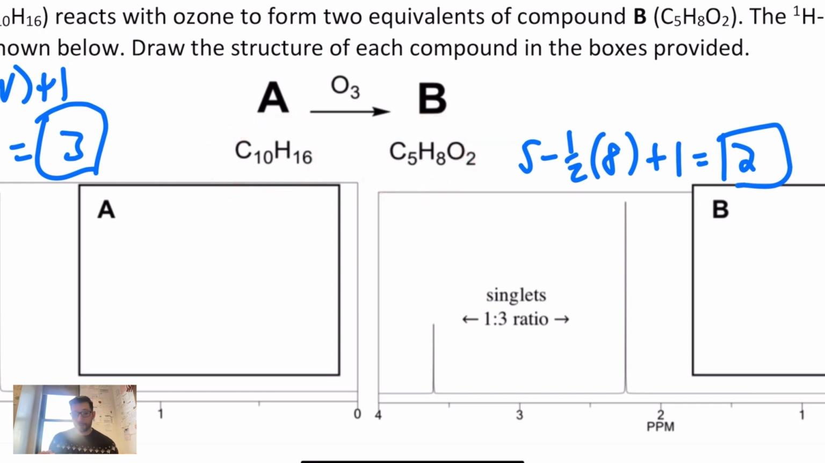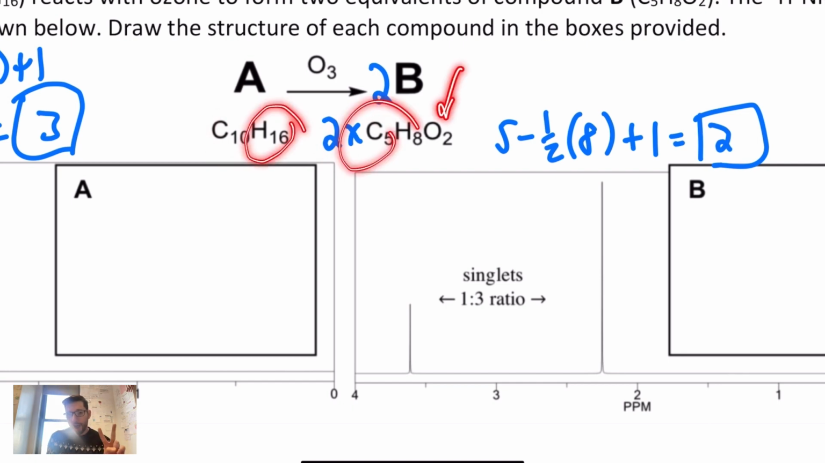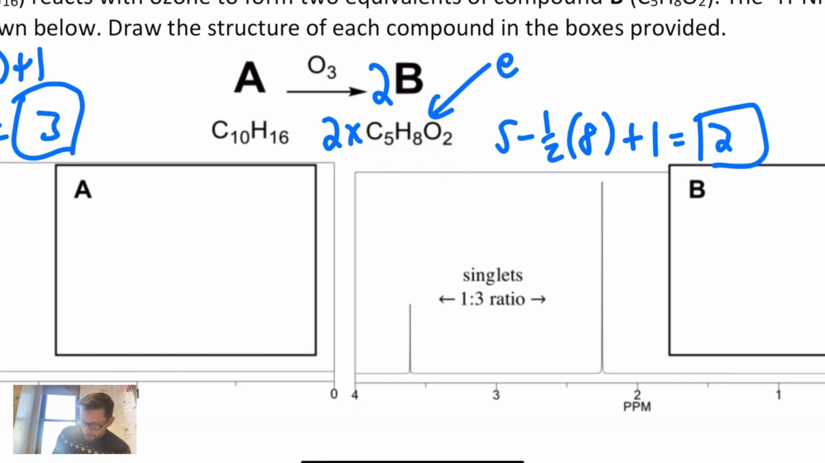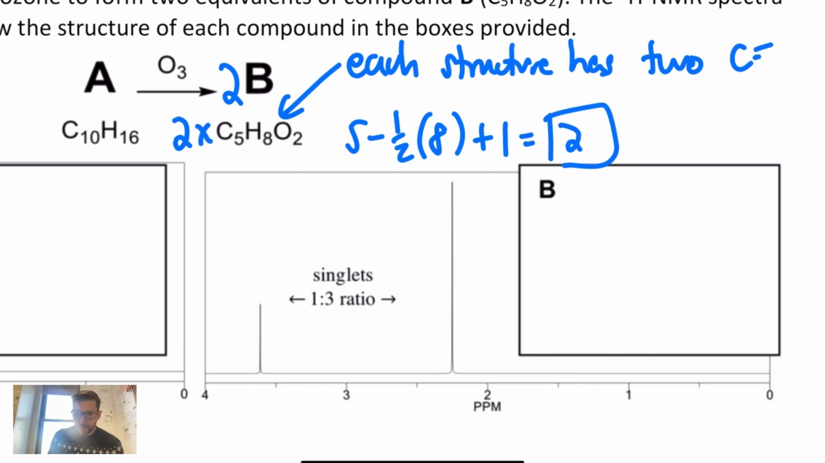It breaks pi bonds to make carbonyls. We must have formed 2 of compound B for every 1 of compound A. And that makes sense. You keep all 10 of your carbons, your 16 hydrogens, and you gained 2 oxygens. So that's highly suggestive that we have 2 new carbonyls in our structure for each one of these. So each structure has 2 C=O double bonds.